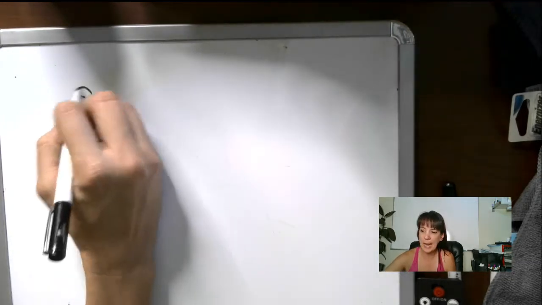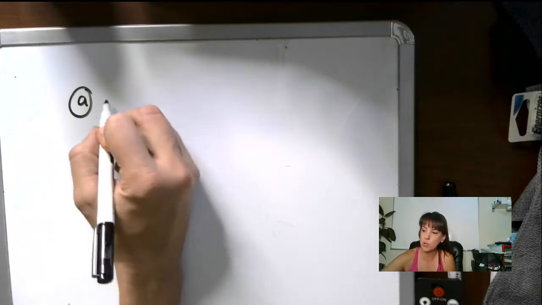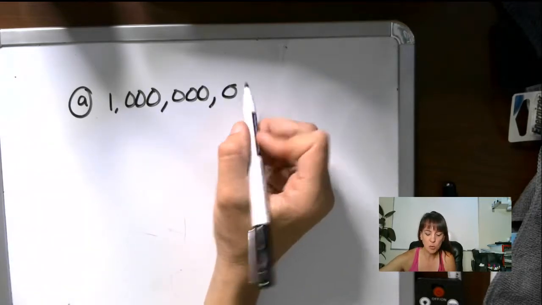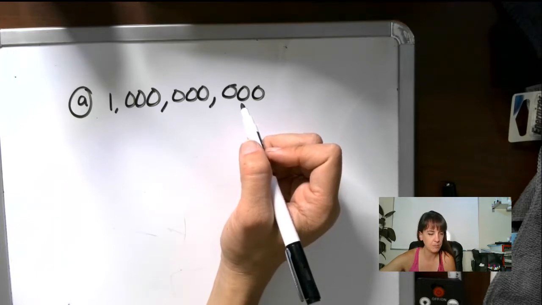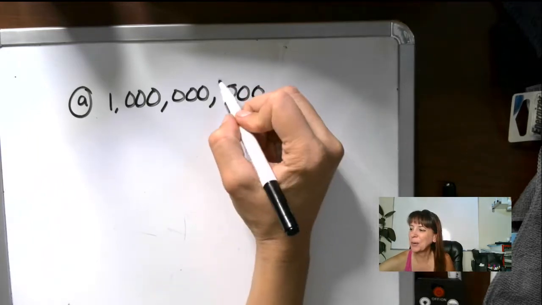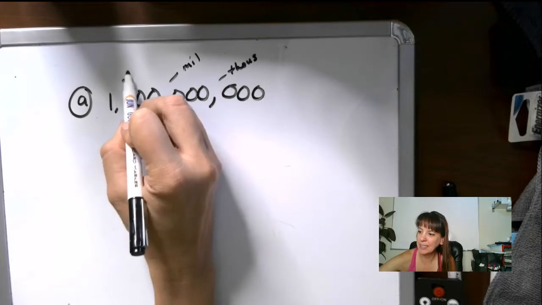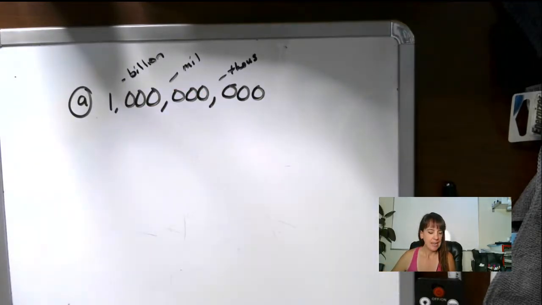All right, so for A, the number 1 billion is how much greater than 25 million? Sorry, I said trillion, but it's billion. So 1,000 million is a billion, not trillion. All right, so 1 billion and 25 million.